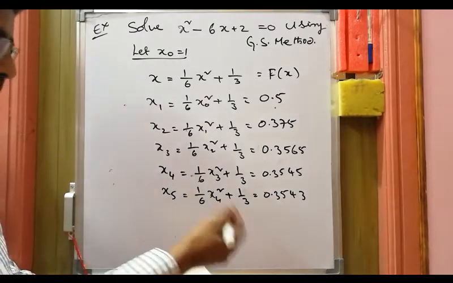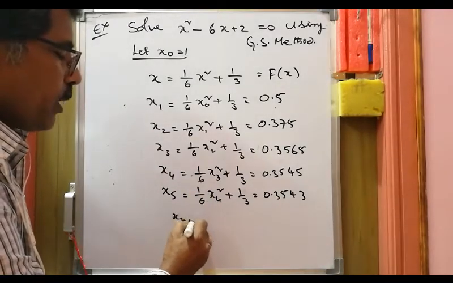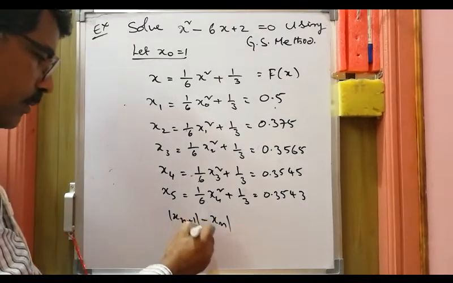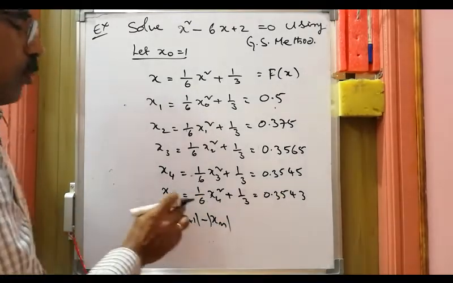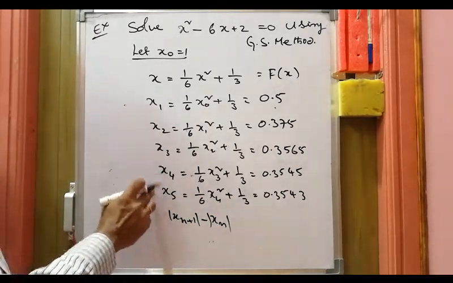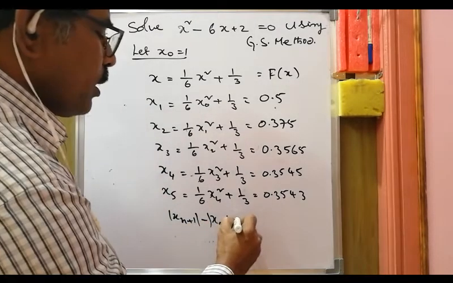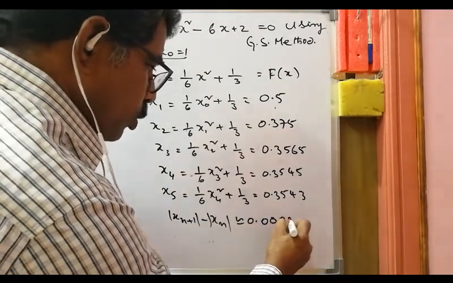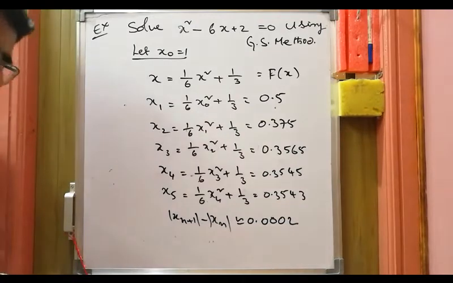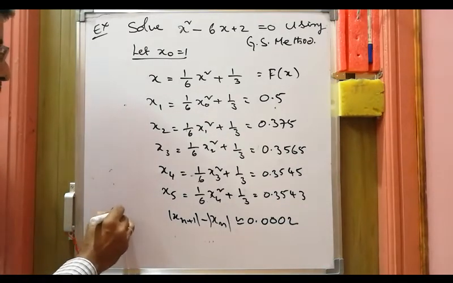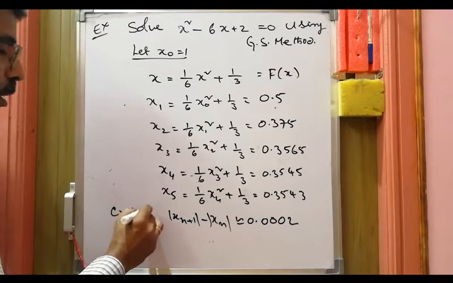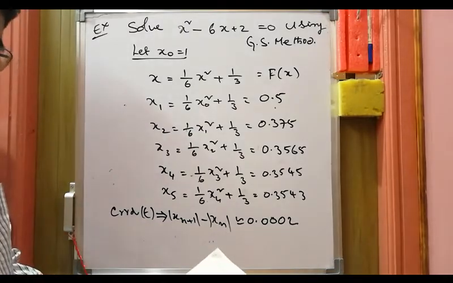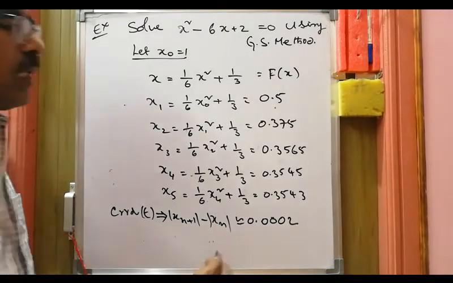That means what is error here? That is x n plus 1 minus x n. What is the difference? Suppose you calculate error here, x5 minus x4, that is going to be 0.0002, the difference between these two. This is what is called error, epsilon, which is sufficiently small, hence you can stop.